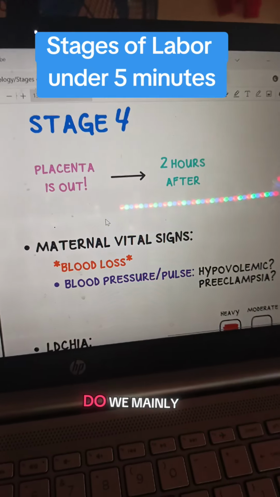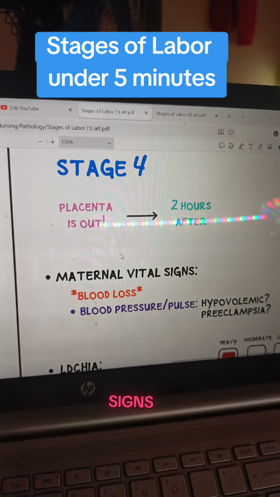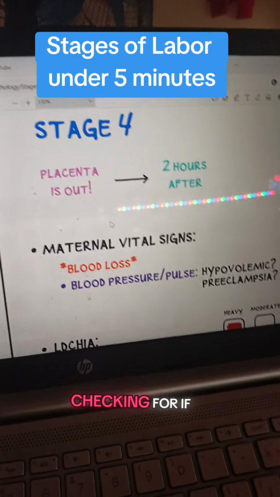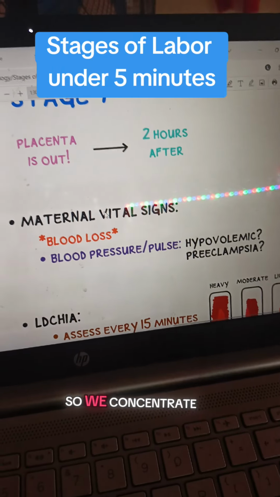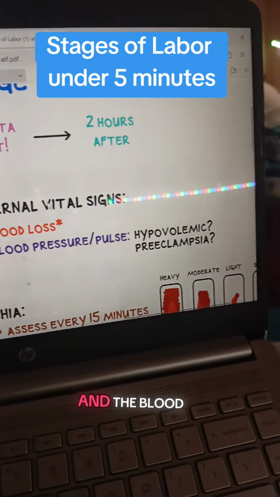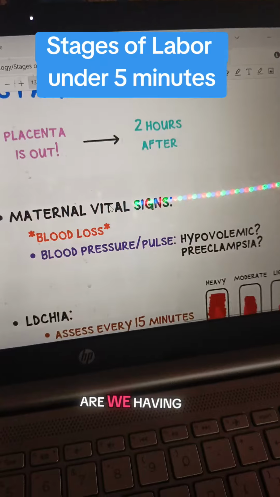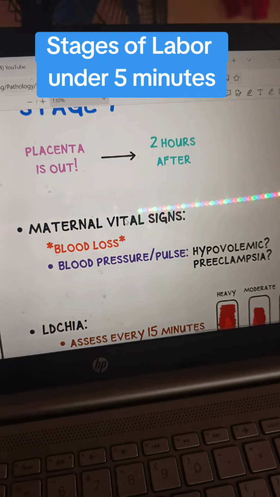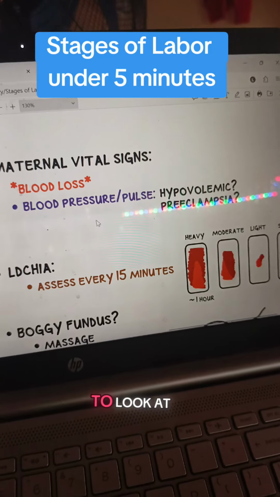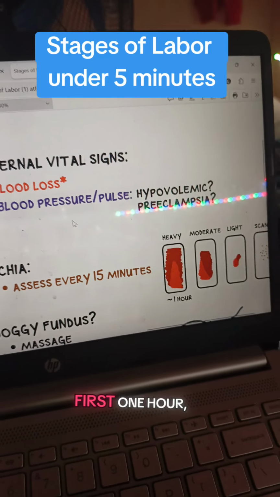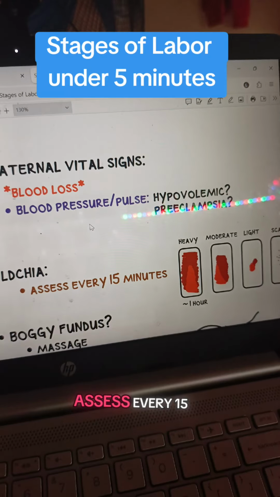What do we do? We mainly monitor maternal vital signs because we are checking if there is any blood loss. So we concentrate on the pulse and the blood pressure. We are trying to rule out, is the patient hypovolemic? Are we having preeclampsia at this point? Then apart from the vital signs, we need also to look at the lochia. So for the first 1 hour, we assess every 15 minutes.